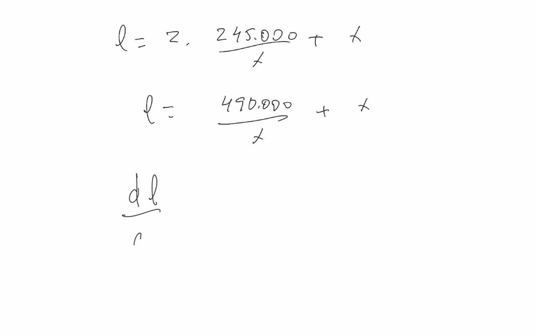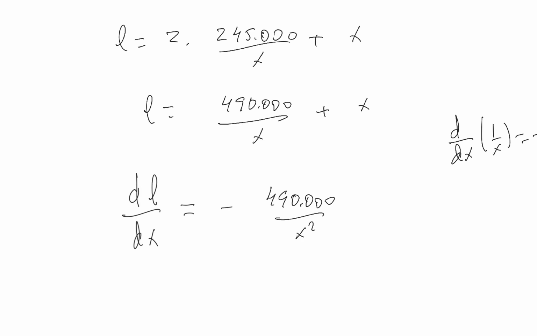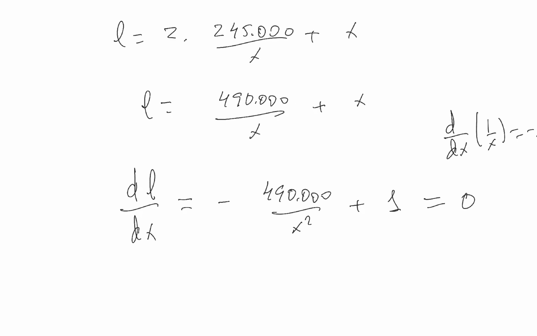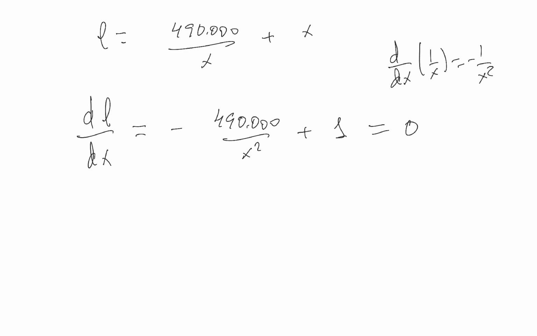So I do the derivative of L with respect to x. What is the derivative? It is minus 490,000 divided by x squared, because the derivative with respect to x of 1 divided by x is minus 1 divided by x squared, plus the derivative of x, which is 1. And this has to equal 0 to find the slope 0, to find the minimum or the maximum.